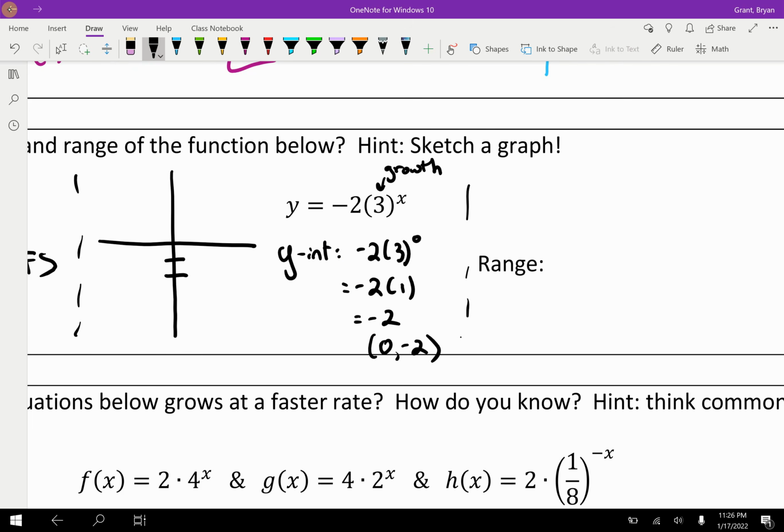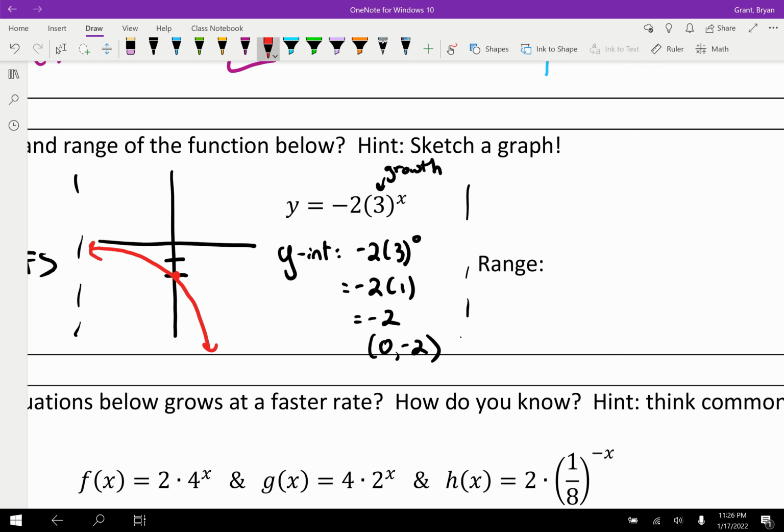0, negative 2 is the y-intercept, and then it's growing. We know the graph isn't going to grow this way because that would go through the x-axis, and our exponential graphs this year don't do that. So what's the other way it can grow? It can grow like this. It can grow away from the x-axis as you move from left to right.